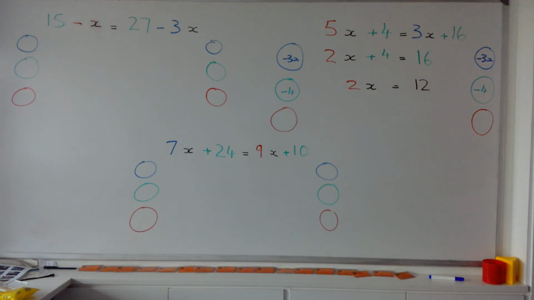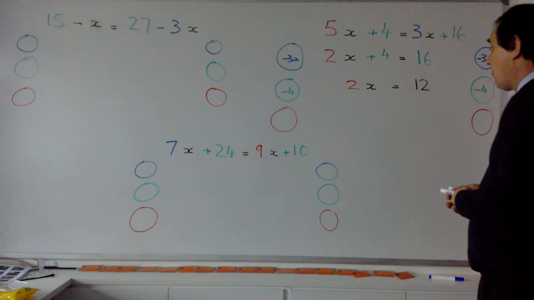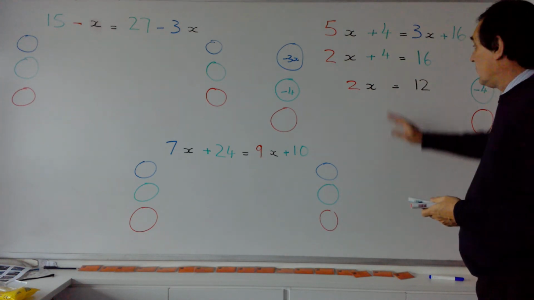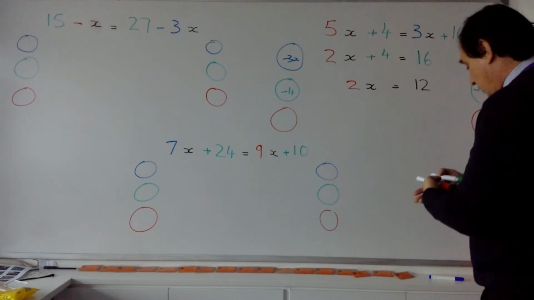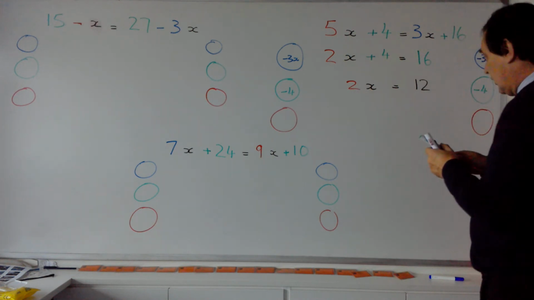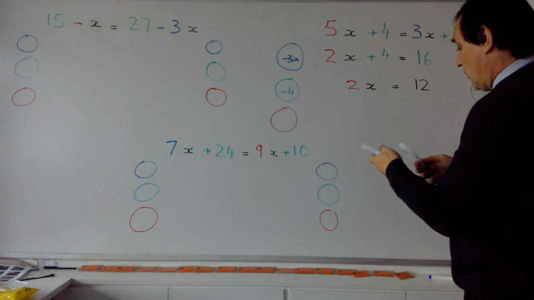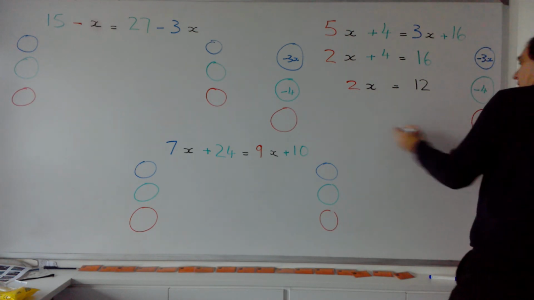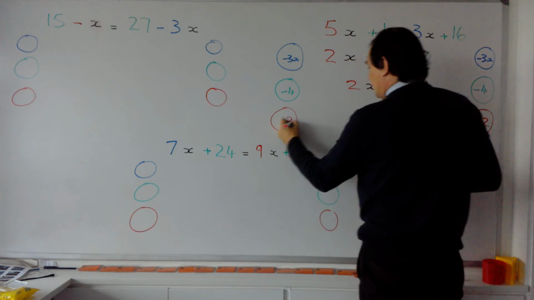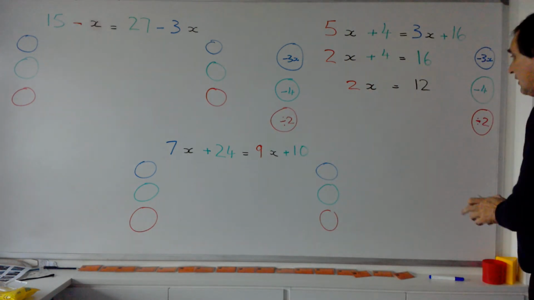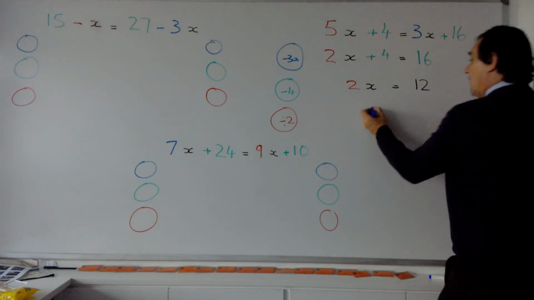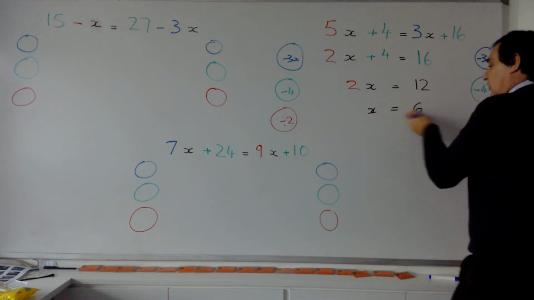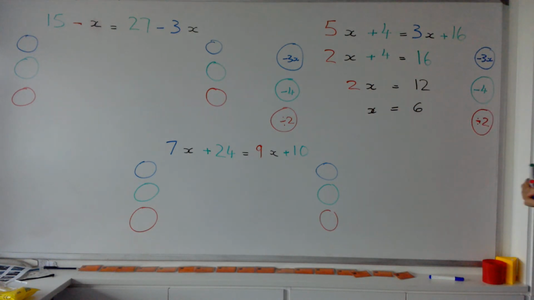We've finished the green stage, there's no more green left. Now onto our red stage. We've got 2x is equal to 12. 2x means 2 multiplied by x, so we divide by 2, the same on both sides. That leaves us with an answer of x equals 6. So you can see this is done in 3 stages.